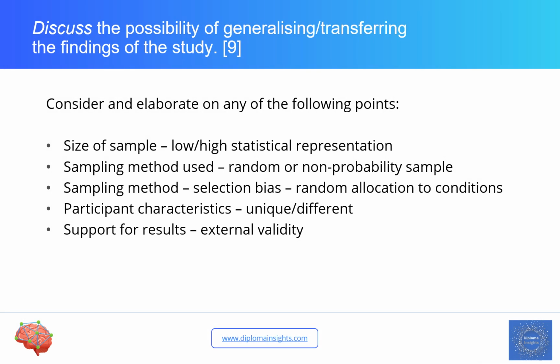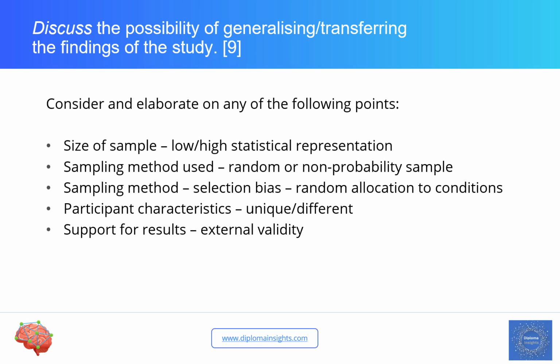To score well for this question, you want to have about 4 different points you can discuss. Now, here are 5 points taken from a mark scheme that had a stimulus of a quantitative study, and any of these 5 points would gain credit for this question. First of all, read the stimulus and think about the size of the sample to help you identify whether there's low or high statistical representation. A small sample gives us low statistical representation, and therefore that limits the possibility of being able to generalize or transfer the findings of the study. Increasing the sample size increases the statistical representation, and that increases the ability to generalize or transfer the findings.